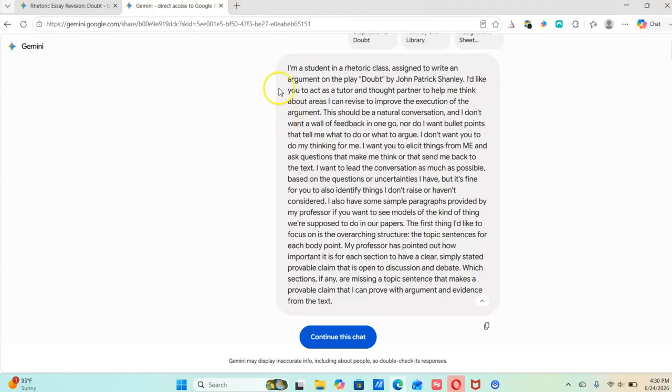So one of the first things you want to do is just say I'm a student in a rhetoric class and kind of give it the general context. We're writing a paper about the play. I'd like you to act as a tutor and thought partner to help me think about areas I can revise in the execution of the argument.